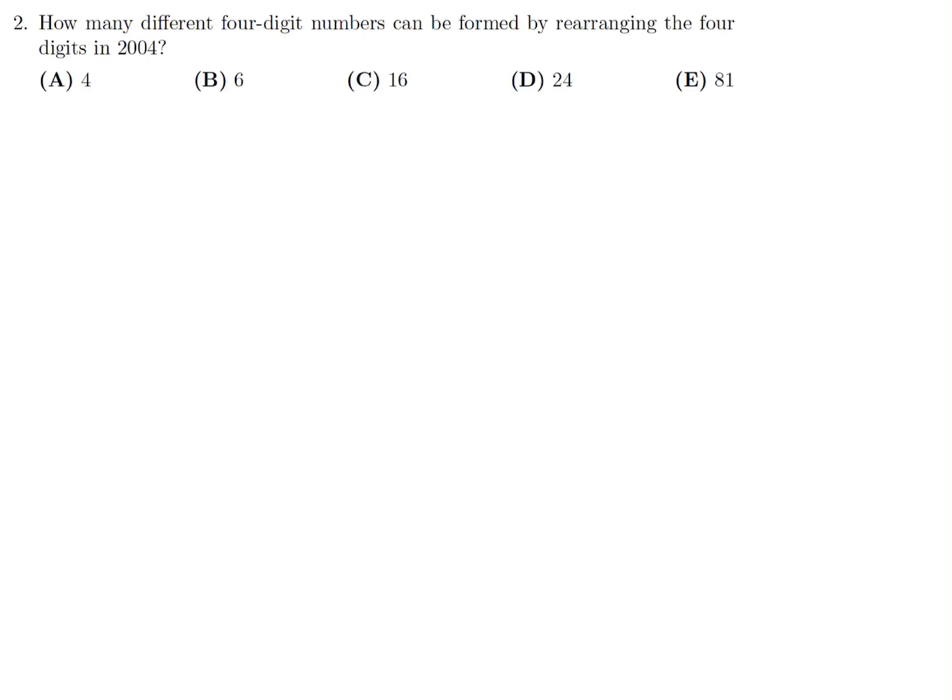How many different 4-digit numbers can be formed by rearranging the 4 digits in 2004? Normally, when you have this kind of a question, you use the following system. You say, okay, I've got 4 digits, right? So on the 4-digit system, the very first one, I've got 4 choices. Second one, I've got 3 choices, then 2 choices, then 1. And I just multiply them. And this gives me 24. All right, the answer is D.